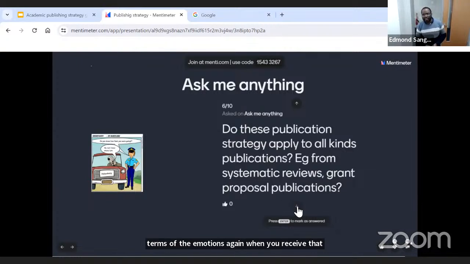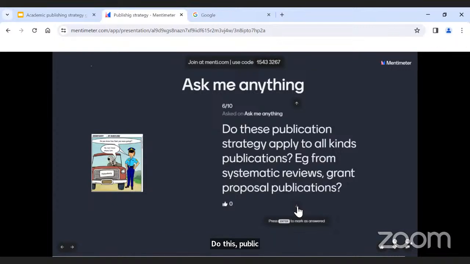This publication strategy, does it apply to all kinds of... Yes, please. Thank you so much for the interesting presentation. I want to know from your personal point of view, what do you think the frequency for a lecturer in a university should be? I know it depends on the availability, but from your personal point of view, what do you think is the minimum number of publications for a lecturer in a university?